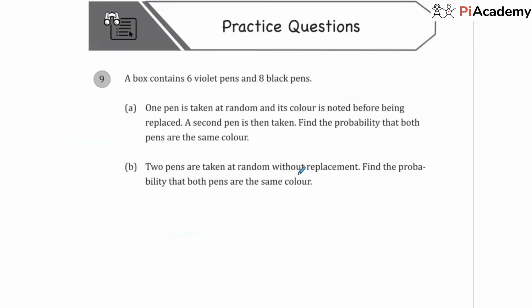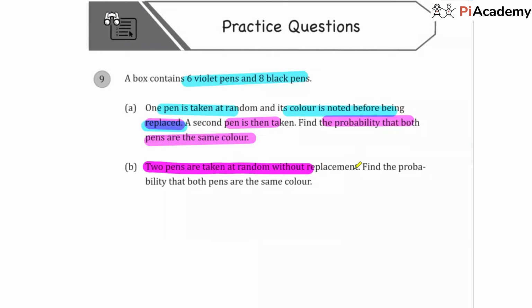Next question. A box contains 6 violet pens and 8 black pens. One pen is taken at random and its color is noted before being replaced. Understand the key word here is replaced. The second pen is then taken, and find the probability that both the pens are of the same color. Next, 2 pens are taken at random without replacement. Find the probability that both pens are of the same color. So try that, all of you. I'll ask one of you.